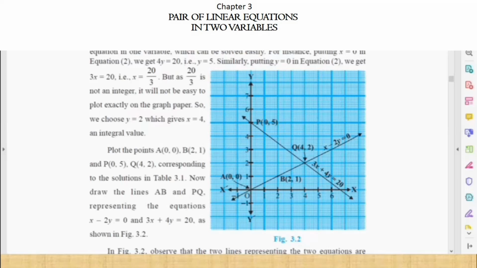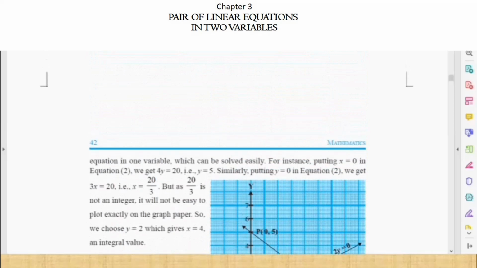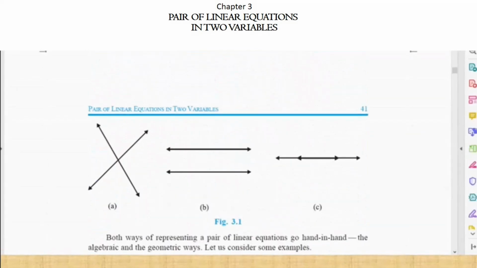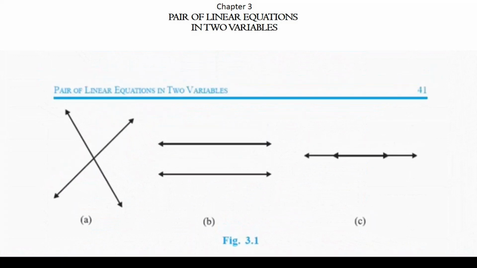Sometimes the lines may be parallel. So when you draw two graphs for both equations, the lines may be parallel like this B case. So how many common points will be there? There is no common point, right? So there will be no solution for the pair of equations.